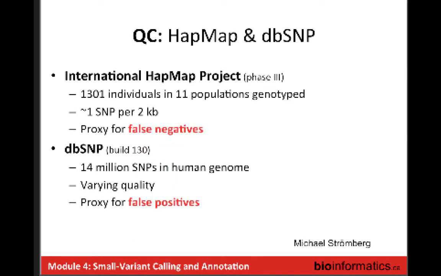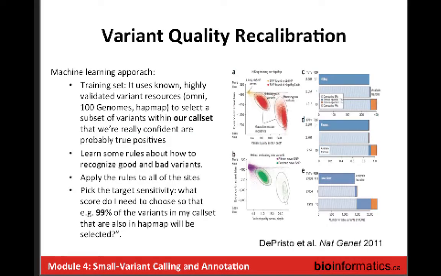Also, you can annotate your variants using known databases, like HapMap and dbSNP. The idea is to use these variants to try to find the possible false negatives and false positives. HapMap is good quality, so you don't have so many variants, but you know that these variants have been extensively worked on and validated. And in dbSNP, you know it's a little bit of everything, so it's more tricky.